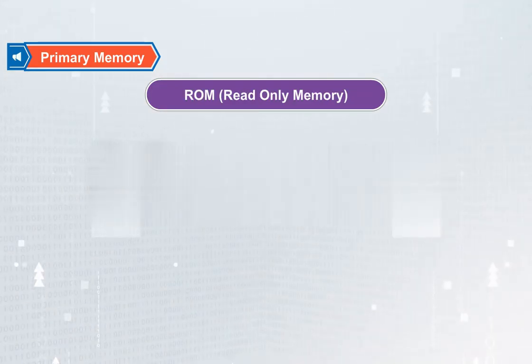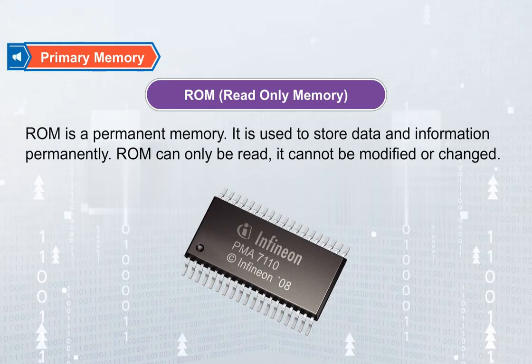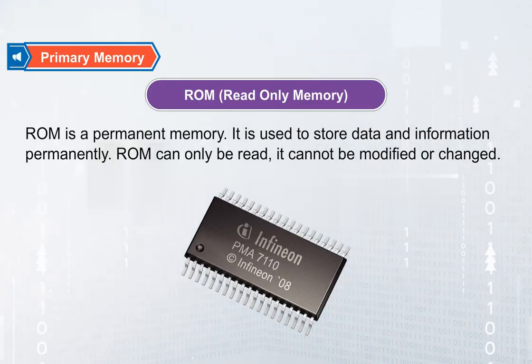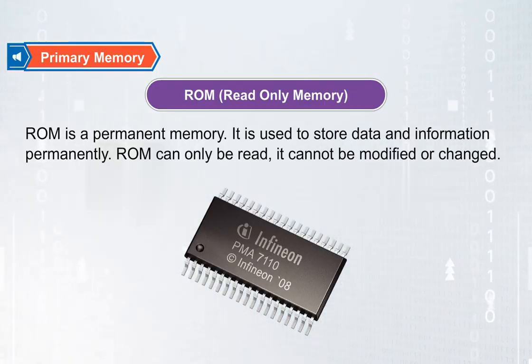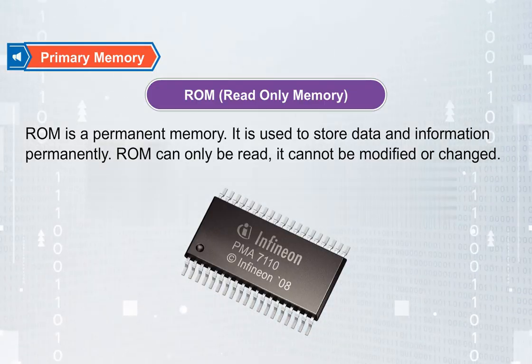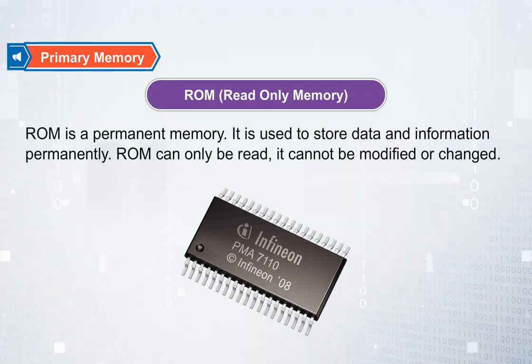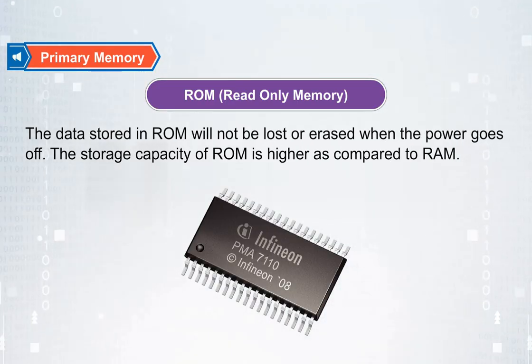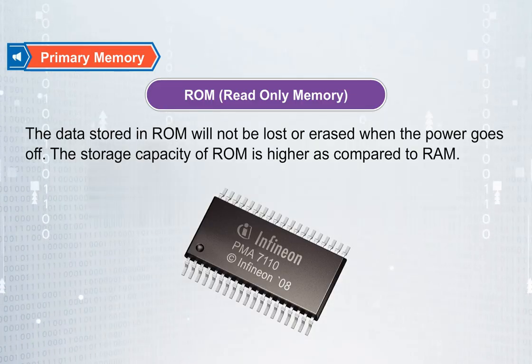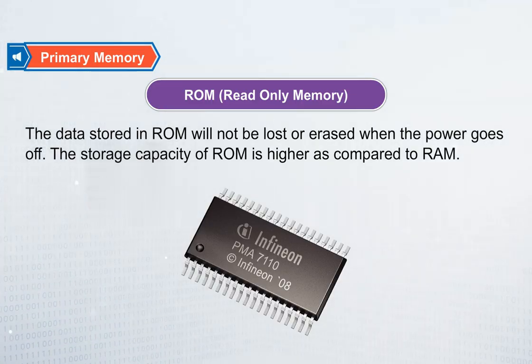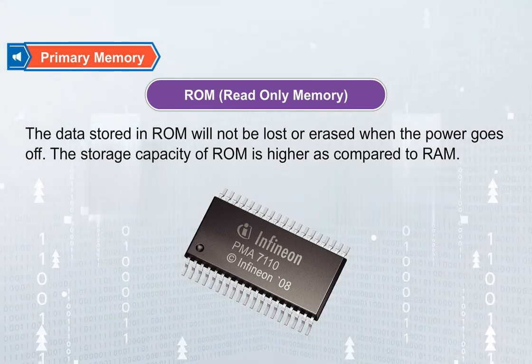ROM, read-only memory. ROM is a permanent memory. It is used to store data and information permanently. ROM can only be read. It cannot be modified or changed. The data stored in ROM will not be lost or erased when the power goes off. The storage capacity of ROM is higher as compared to RAM.